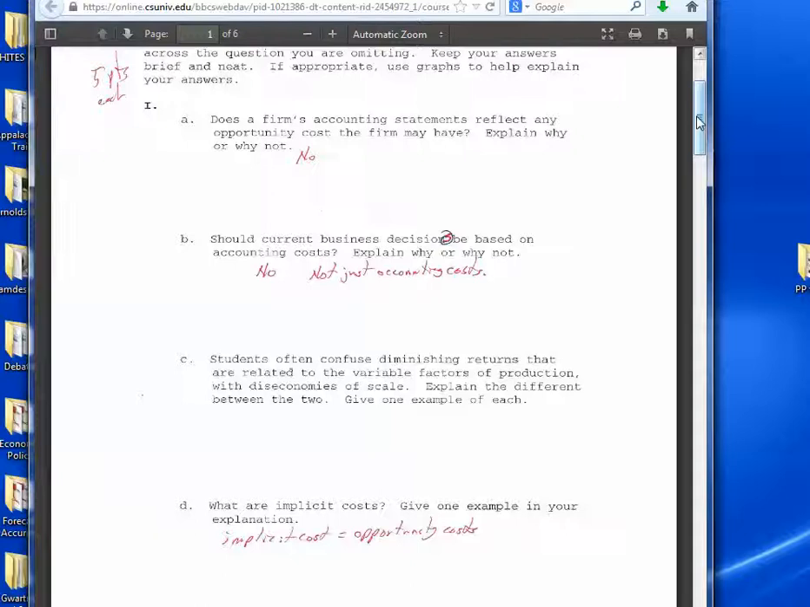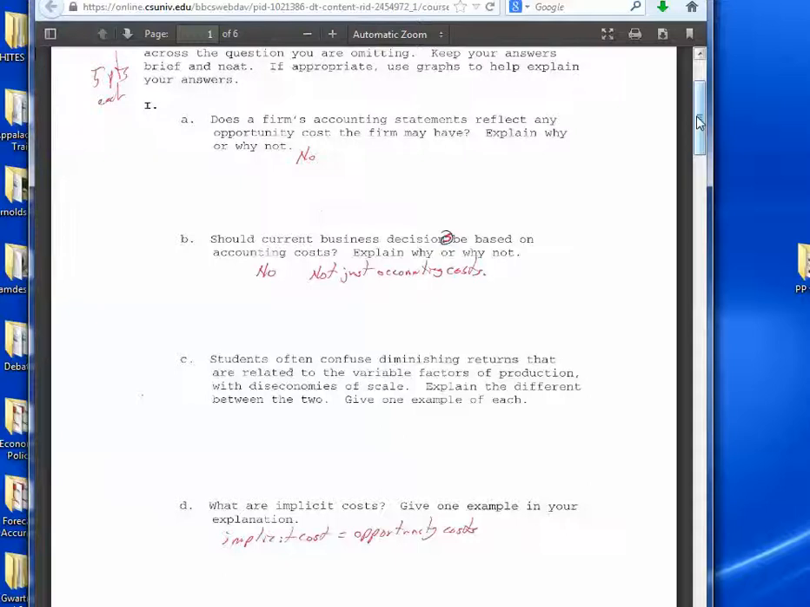Does a firm's accounting statement reflect any opportunity costs that the firm may have? Well, no, it doesn't. Opportunity costs are subjective. They are the lost income that you could have earned by doing something other than what you did. So accounting costs only measure the explicit cost that a firm has. Sure, they can be really complicated, but they're explicit. They're not implicit or subjective.